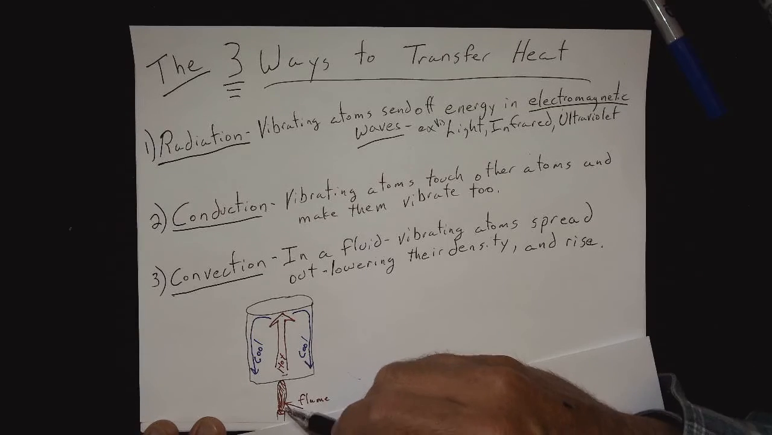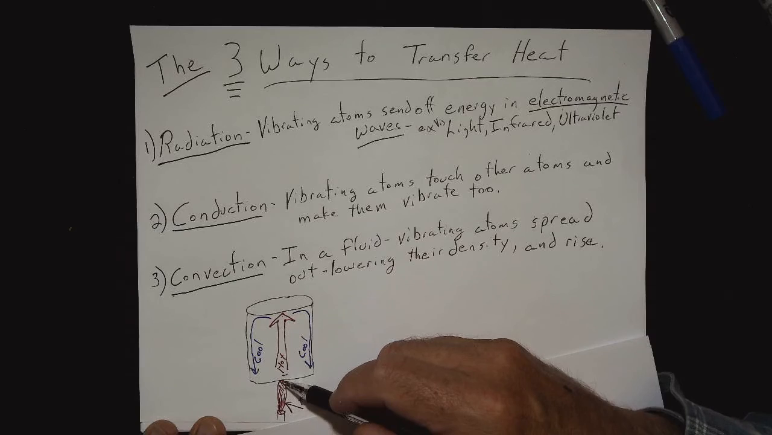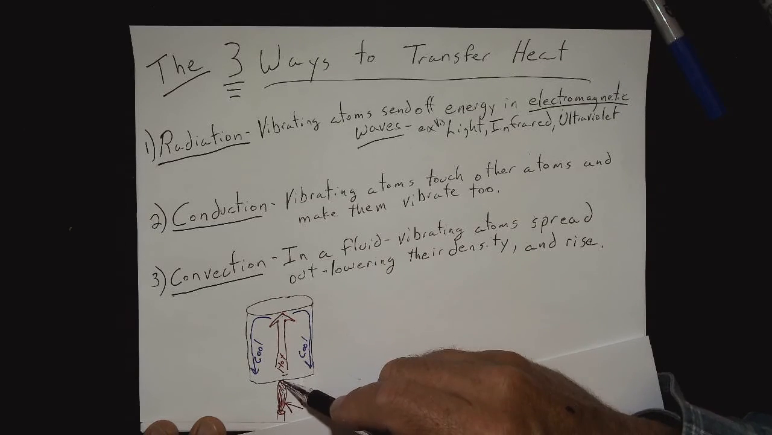Same is happening with a flame. Why does a flame go up like this? Well, what's the heat here? Well, much hotter than the air around it. So the hot air here is rising, making that characteristic flame shape.